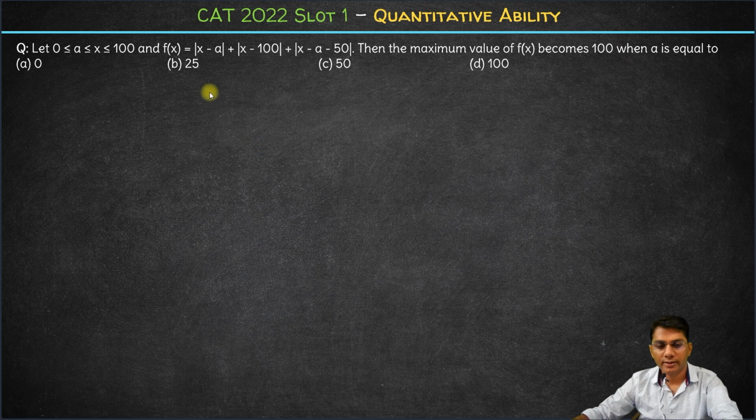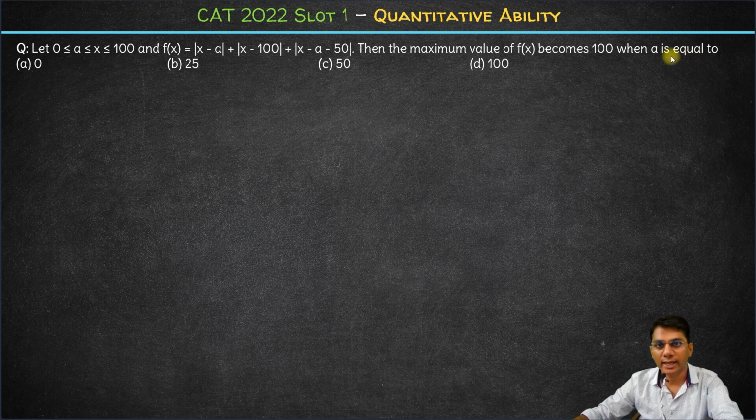Hi. So here in this question we have: let a be greater than 0, x is greater than or equal to a, and 100 is greater than or equal to x. And f of x is mod of x minus a plus mod of x minus 100 plus mod of x minus a minus 50. Then the maximum value of f(x) becomes 100 when a is equal to what?